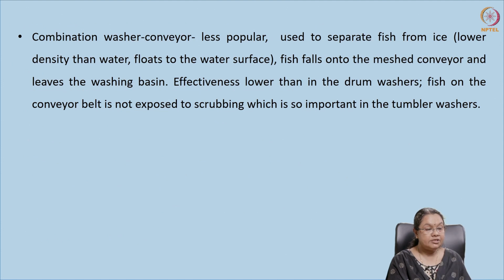Though the combination washer conveyor is efficient, it is less popular. Usually it is used to separate fish from the ice because the ice has lower density, so it floats on the surface. So ice can be removed easily using this washer. Since the density of fish is higher, it falls easily on the conveyor belt and can be taken to the next section. So the effectiveness is lower than the drum washer.